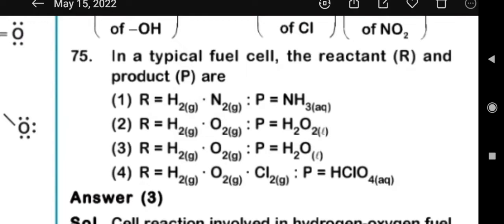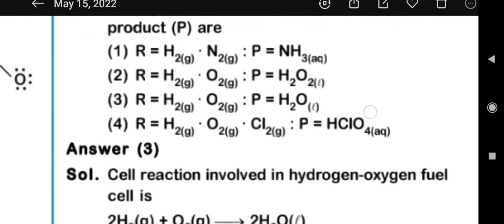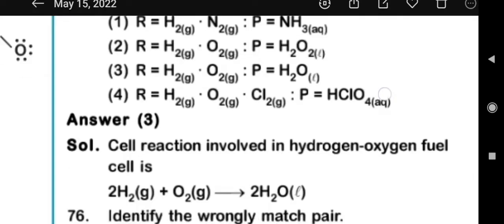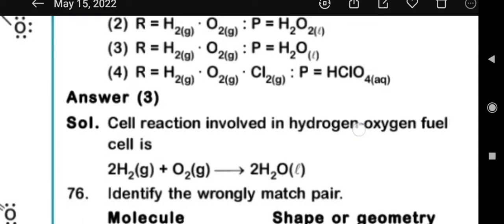In a typical fuel cell, the reactant and product: the reactants will be H2 and O2 and the product will be H2O, water. This is the cell reaction. When hydrogen gas and oxygen gas combine, they form water.